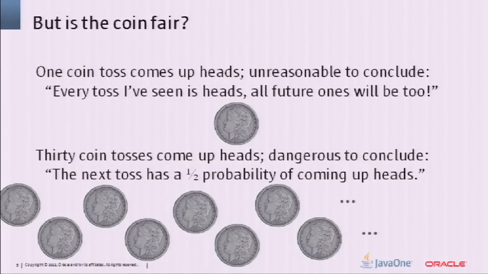Now, on the other hand, is the coin fair? Is that really something you should assume? So I think we'd agree it'd be unreasonable that if you saw a coin come up heads once, you'd assume, well, every single time I've seen this coin tossed, it's come up heads, so I'm going to assume it has a 100% chance of coming up heads next time. Would that be a reasonable thing to do?